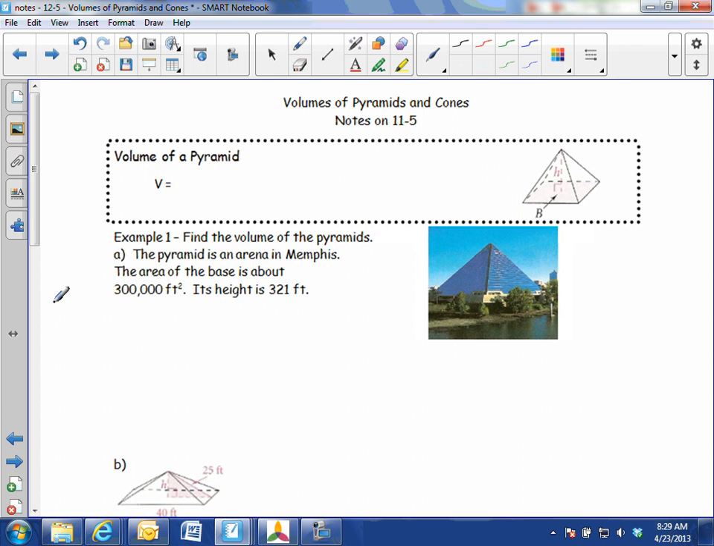So if we find the area of the base times the height for the prism, how are we going to figure out the volume of the pyramid? A third of that. So we're going to say it's a third of big B times height.